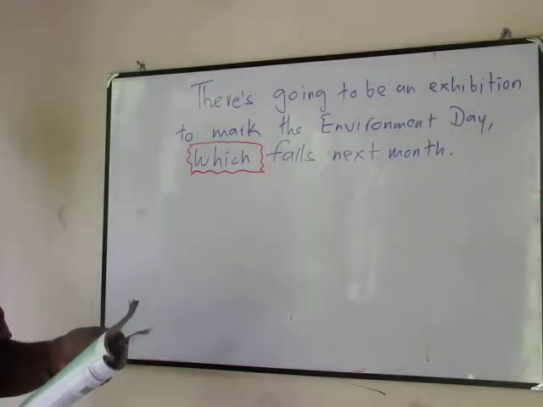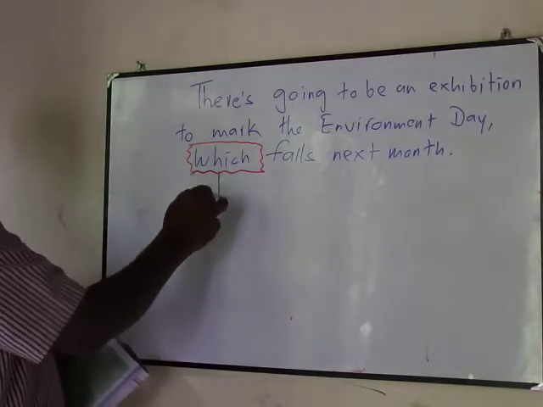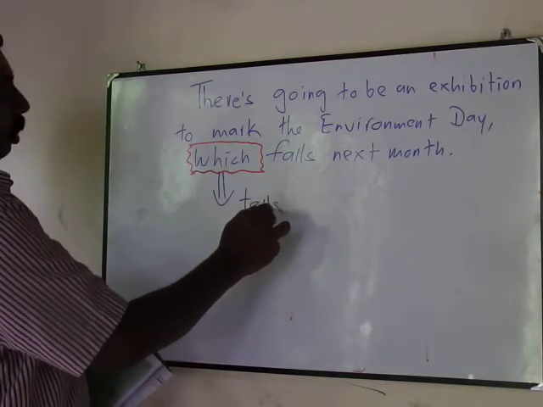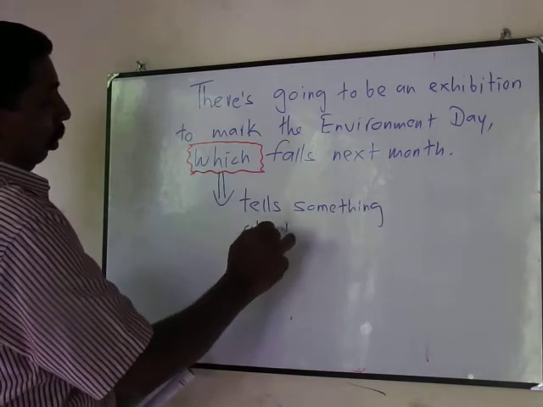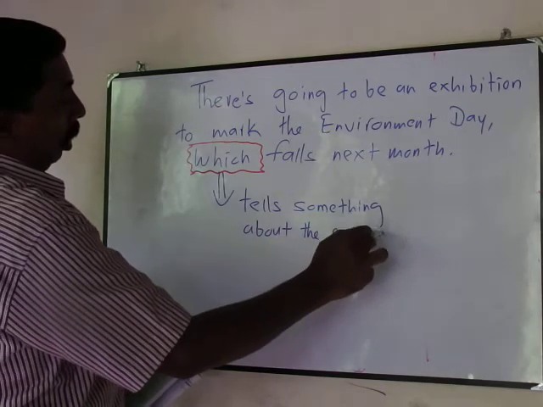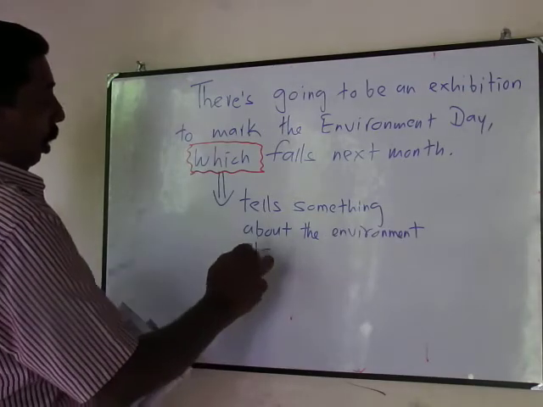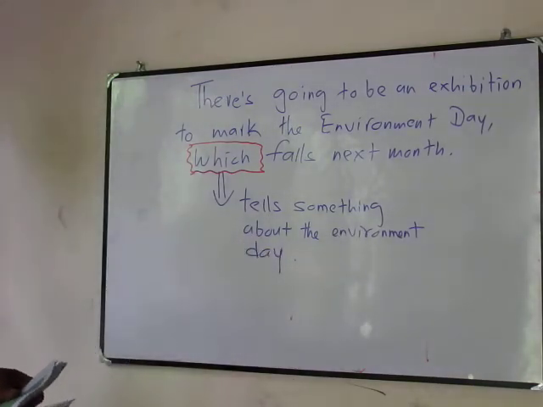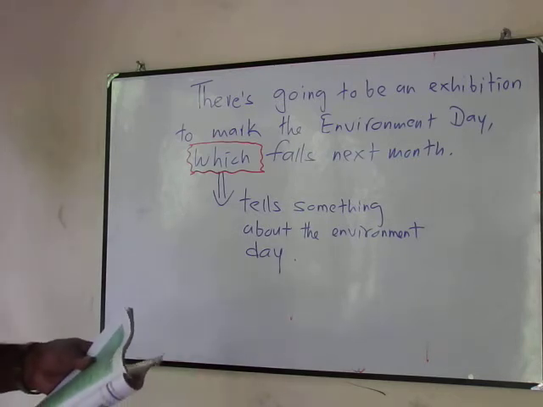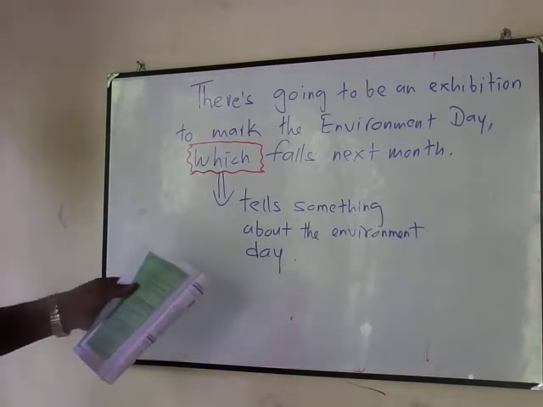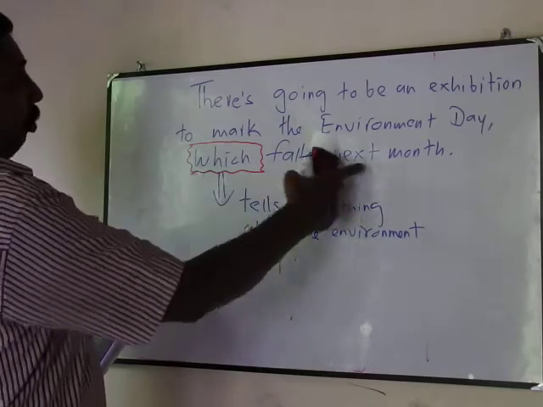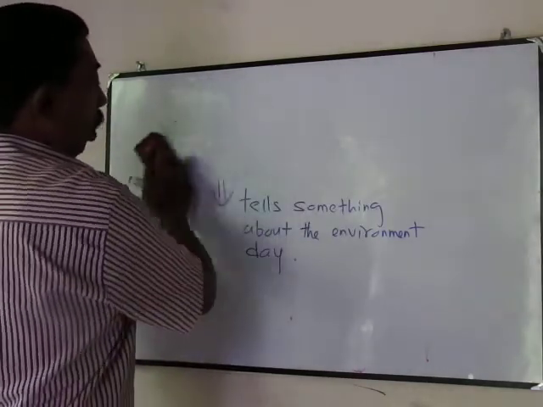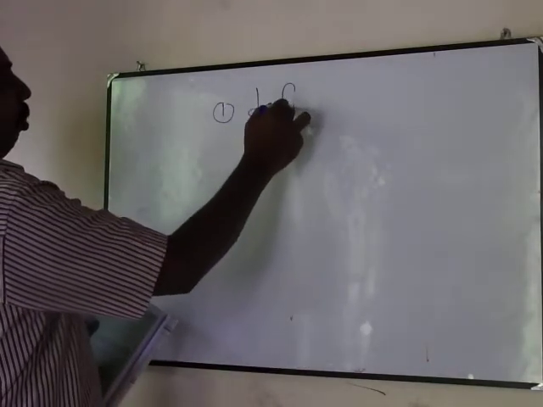The underlying relative clause tells us something about the environment day. This which tells something about the environment day. There are two types of relative clauses: defining relative clauses and non-defining relative clauses. Now this is a relative clause: which falls next month, that is a relative clause.